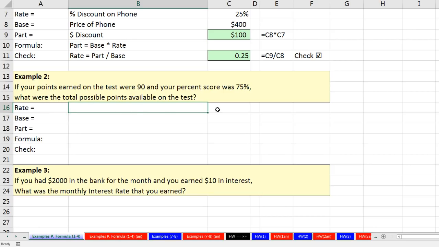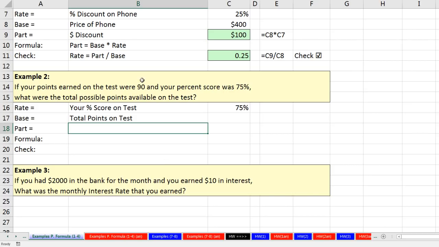All right, so our rate, we know it's 75%. And I definitely need to put a label for this, something like your percent score on test. The base, that is what we're solving for. Total points on test, and enter. The part, that's the 90, so I'm going to put that 90 right here. And then the label is your points on the test.